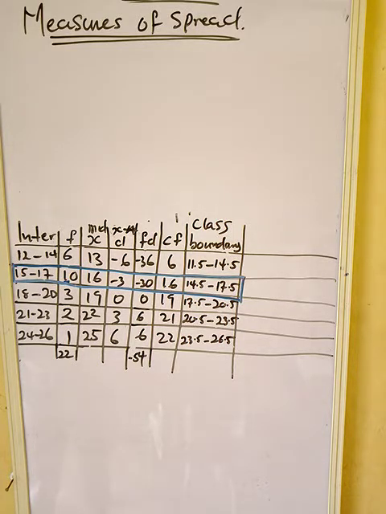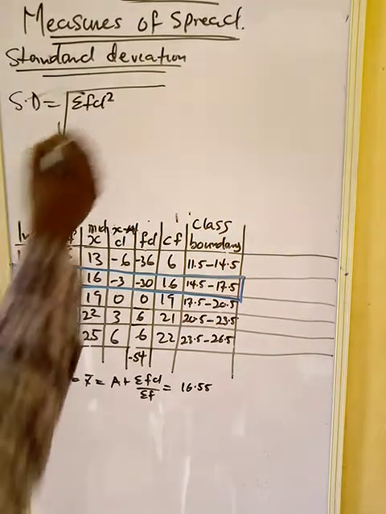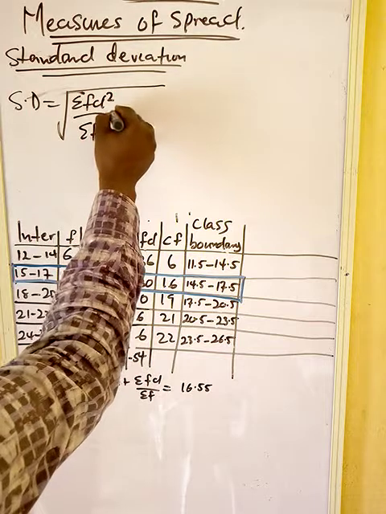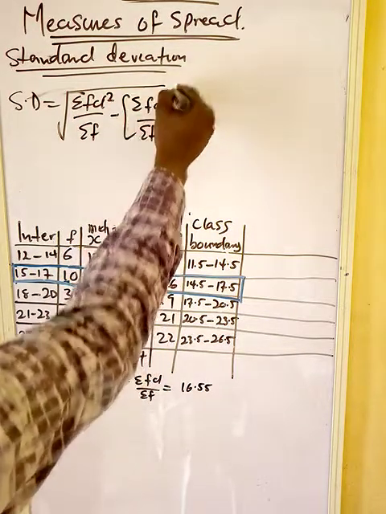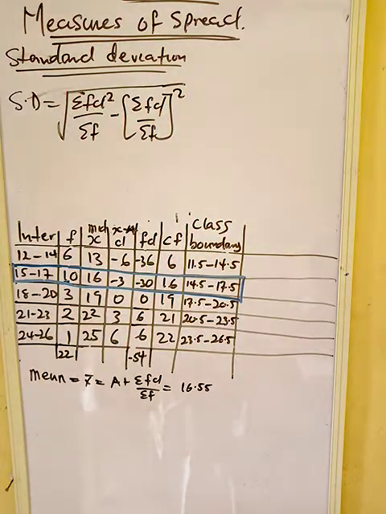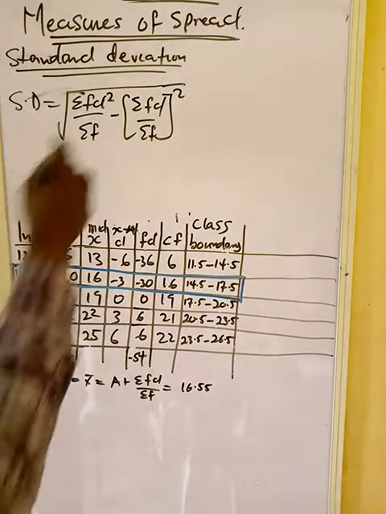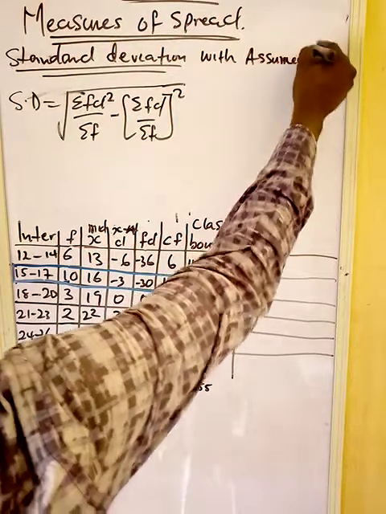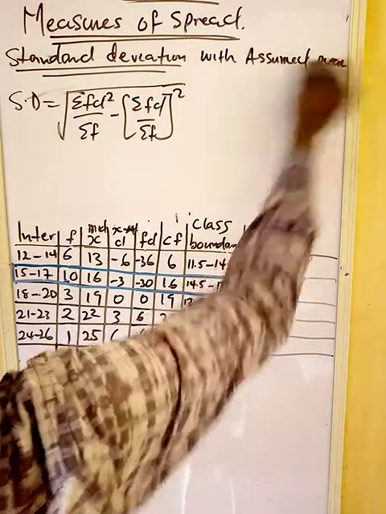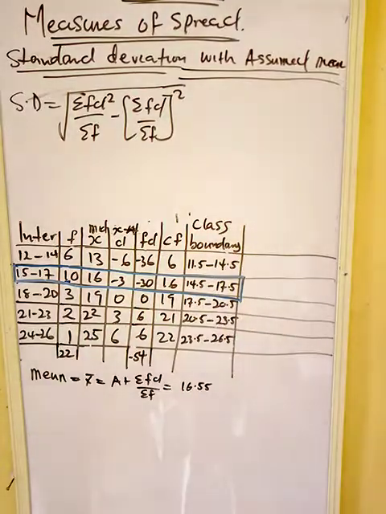So let's first of all demonstrate standard deviation with assumed mean. The formula is the square root of summation fd squared over summation f, minus summation fd over summation f, all squared. So we want to solve for standard deviation with assumed mean.